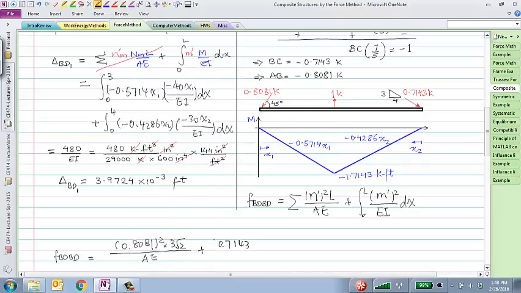And then the second one we have 0.7143 squared, where the length is 5, over AE. And then the last one we have 1 squared times 3 over AE. Technically, the first two terms are minus 0.8 and minus 0.7. Those two are in compression. This guy is in tension, and this guy actually has two halves. So the length that we use here is the sum of those two halves, which is 3.